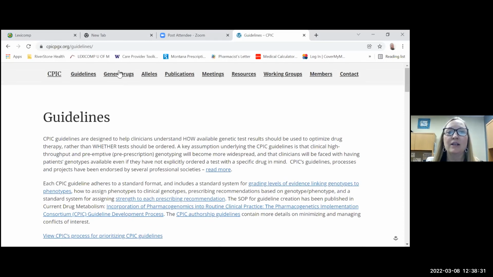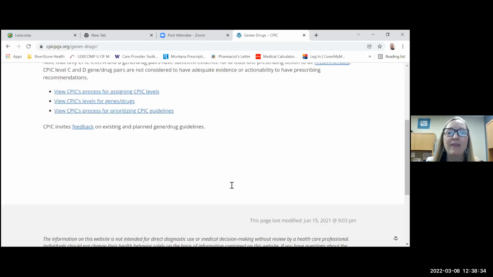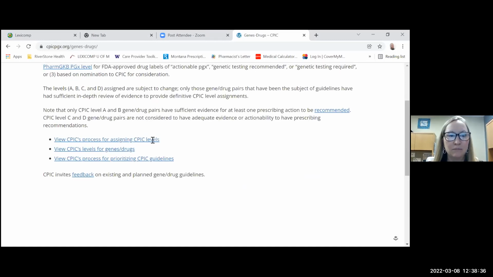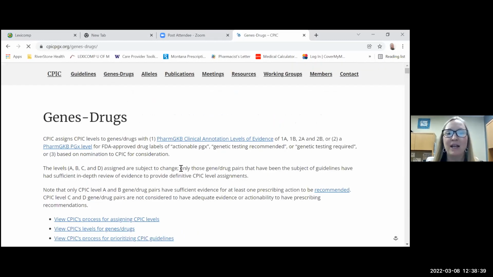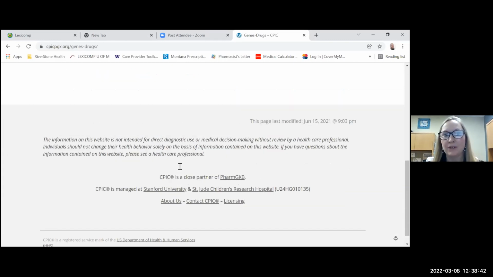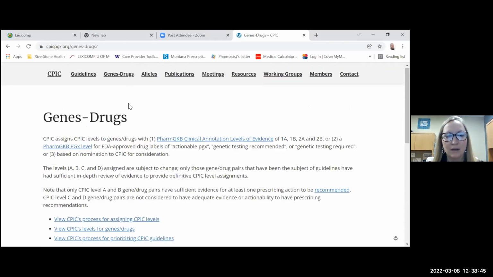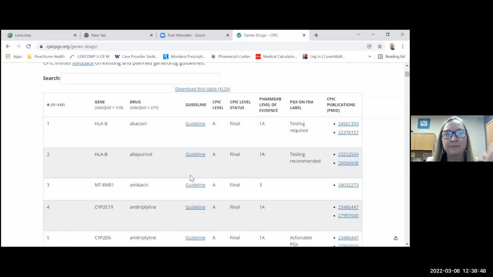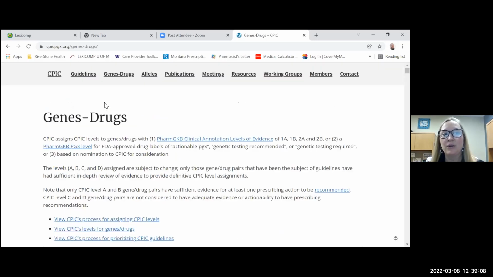There are certain gene drug pairs, a lot actually, that don't have a guideline associated, and those are housed in the gene drugs. Scroll, oh, there we go. So if you're ever wondering if a medication has a guideline associated, these are organized by levels of evidence by CPIC, and then I'll show you what PharmGKB is, and then you can actually click here and see the guideline. So I'm just going to show you the guideline for tramadol and codeine and CYP2D6.